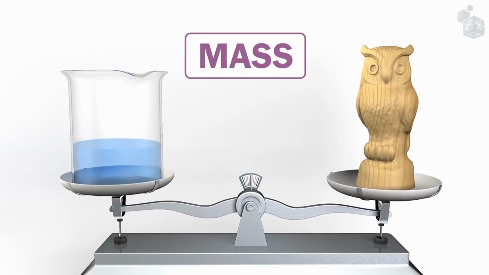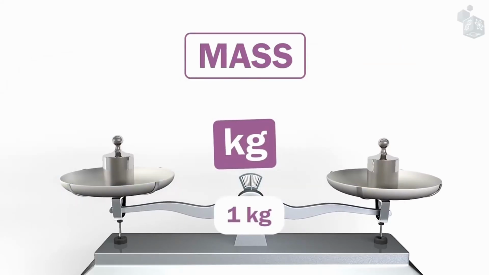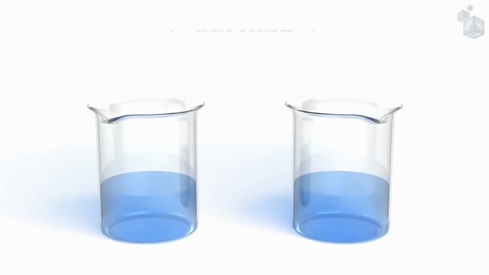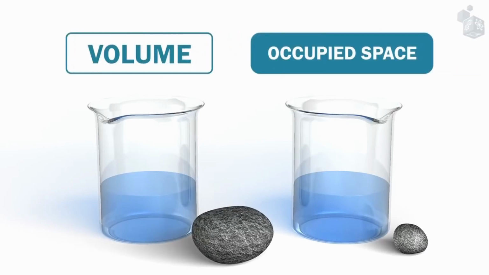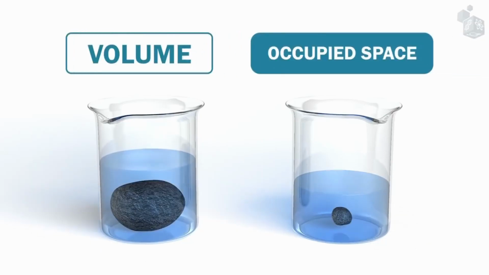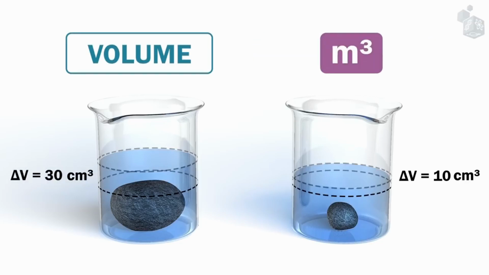Mass is measured in kilograms or its derived units. The volume of an object is a measurement of the space it occupies. The greater the matter of an object, the greater its volume. Volume is measured in cubic meters or its derived units.